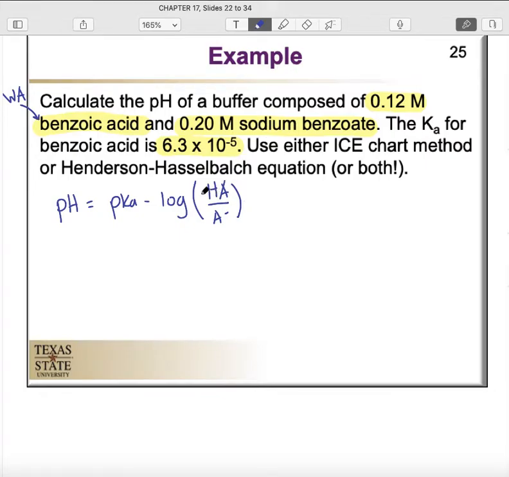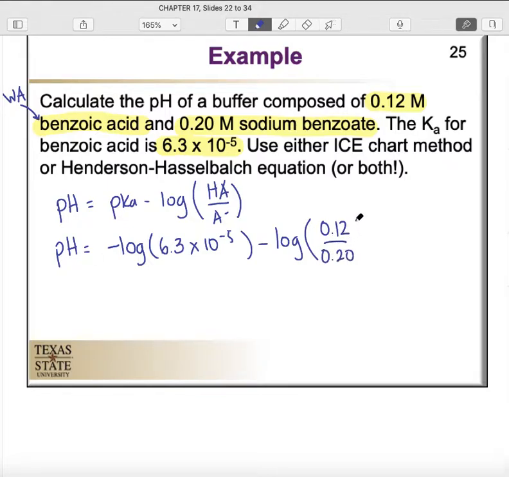All right, what information do we actually have? We have the concentration of the acid, we have the concentration of the base right here, and we have the value of the Ka. So we're kind of set to go. I'm going to go ahead and write it. So the pH is going to be equal to pKa, which is the same thing as the negative log of the Ka, and my Ka is 6.3 times 10 to the negative 5, minus the log of the acid concentration, which is 0.12 molar, divided by the base concentration, which is 0.20 molar.